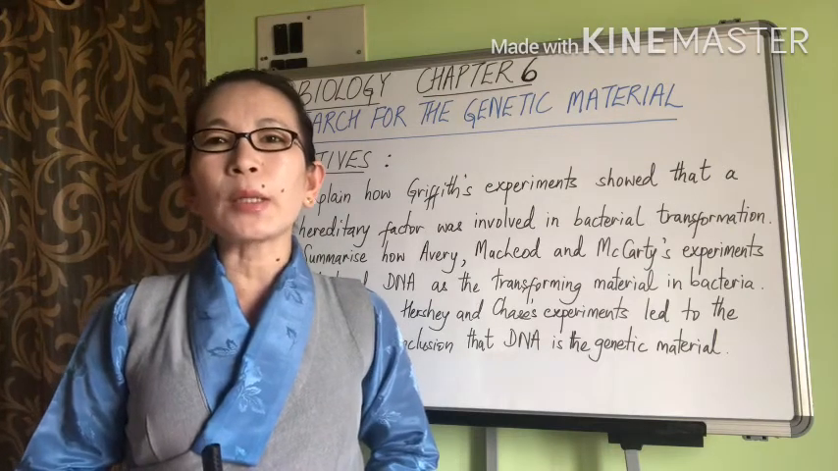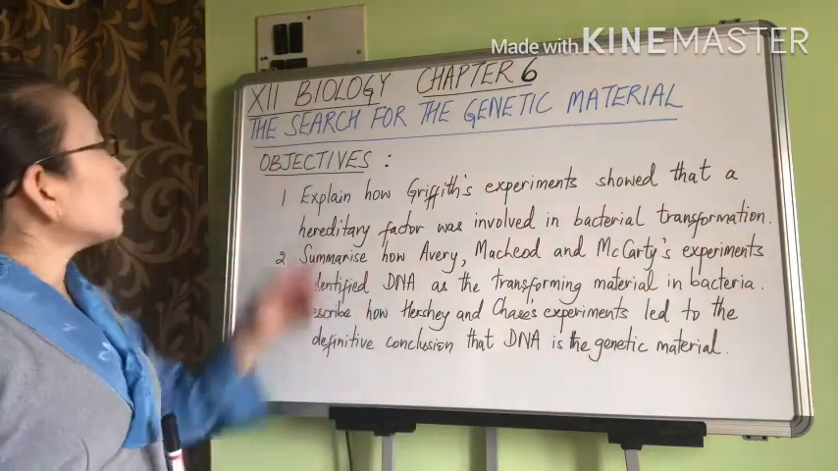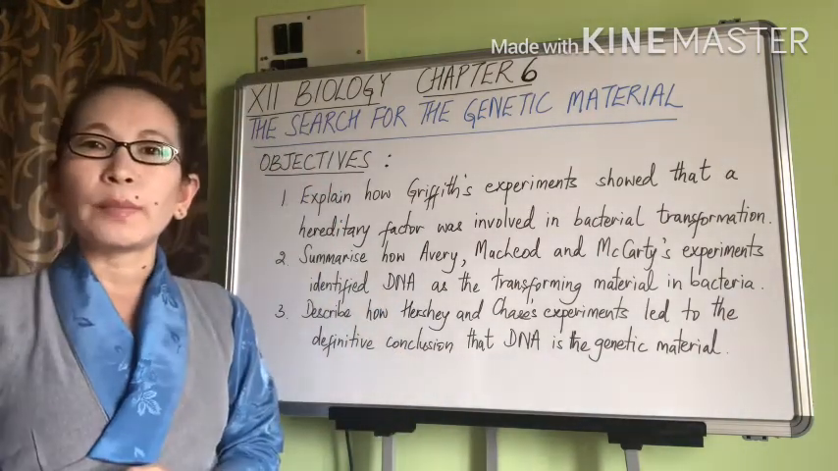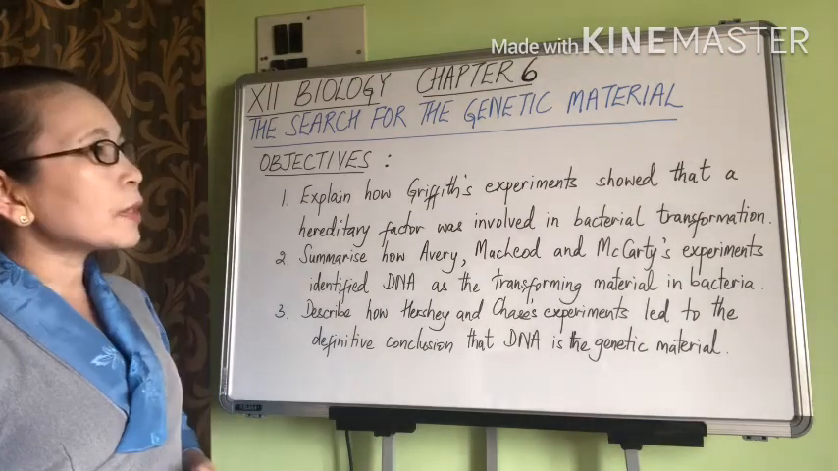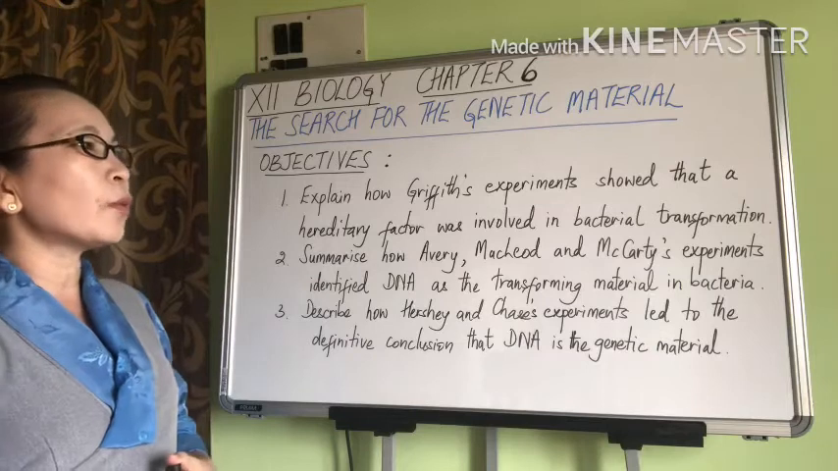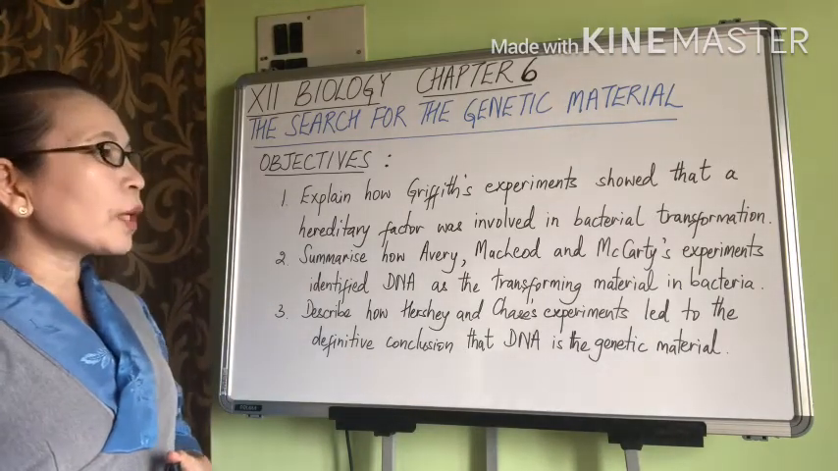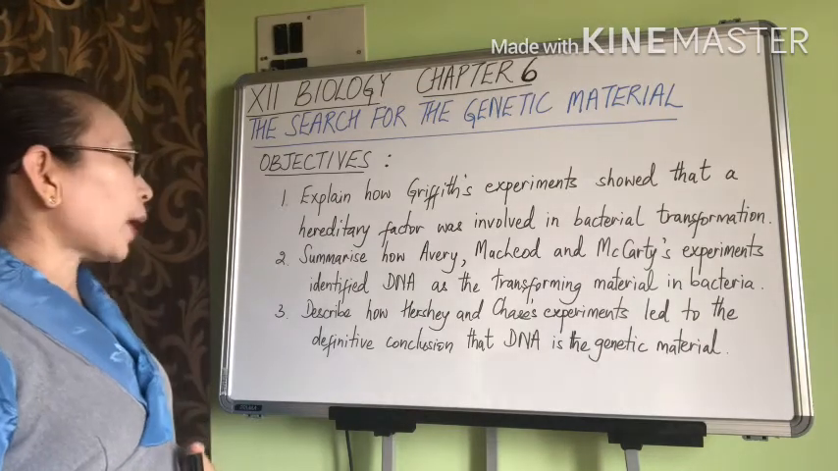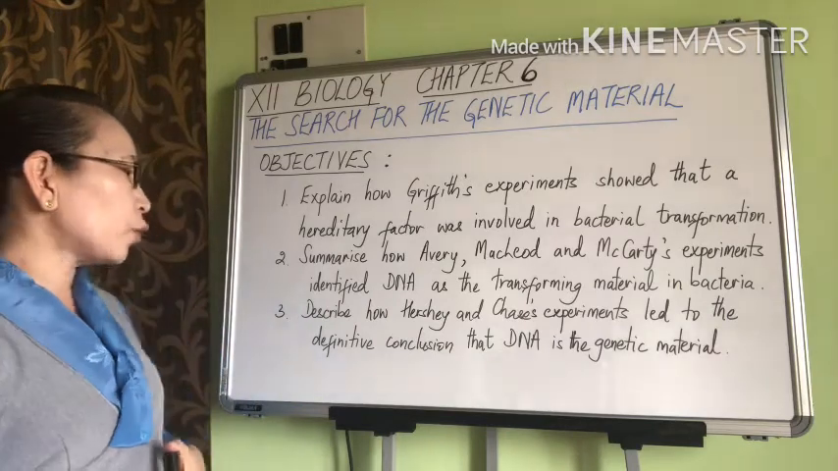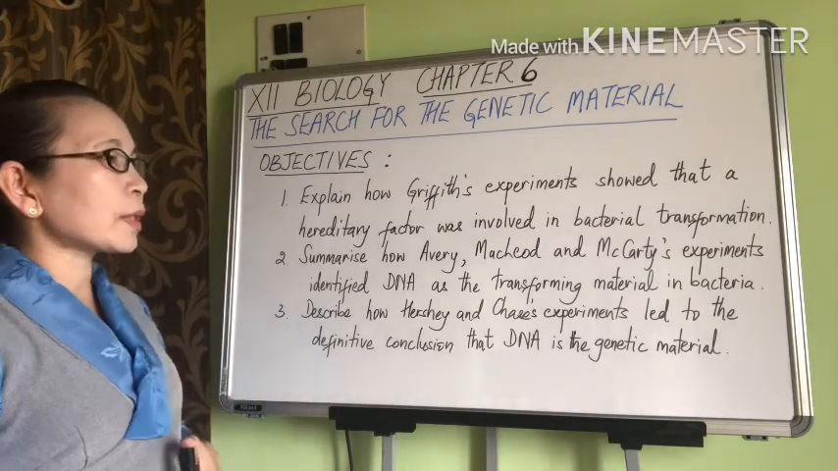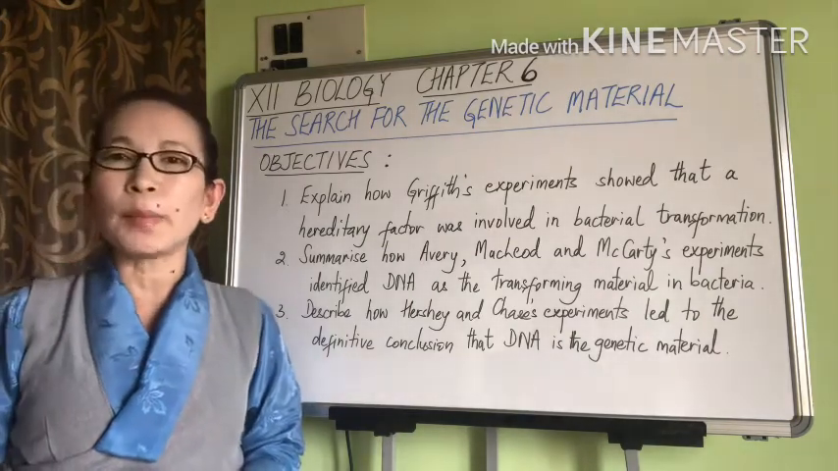Let me begin the chapter by explaining the series of classic experiments that led the search for the genetic material. And the learning goals are: 1. Explain how Griffith's experiments showed that a hereditary factor was involved in bacterial transformation. 2. Summarize how Avery, MacLeod and McCarty's experiments identified DNA as the transforming material in bacteria. And 3. Describe how Hershey and Chase's experiments led to the definitive conclusion that DNA is the genetic material.